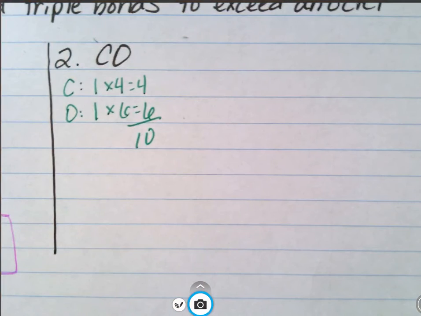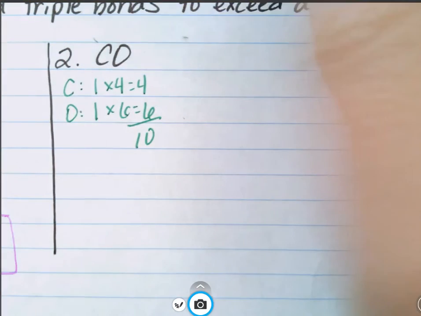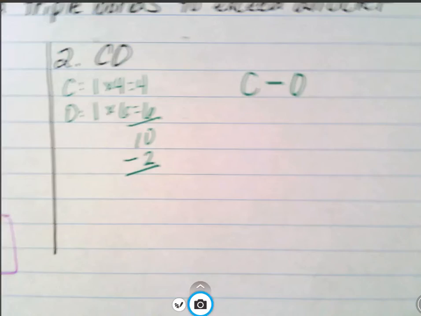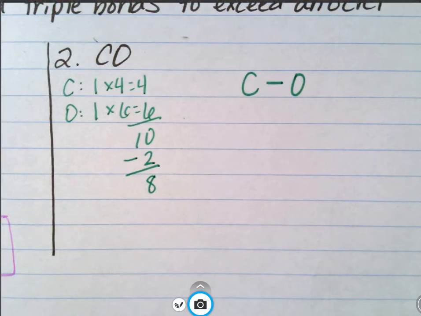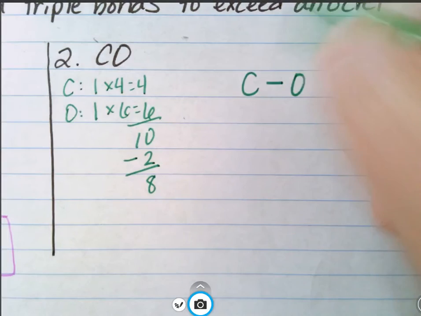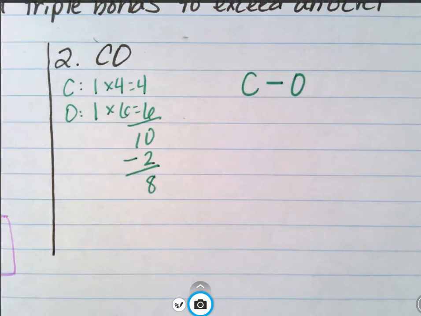Last example. We've got carbon and oxygen again, but this time we have carbon monoxide. Ten valence electrons to work with. Carbon, oxygen, one line in between. That's 2 electrons, leaving me with 8, which means I could put 4 on this one and 4 on that one.